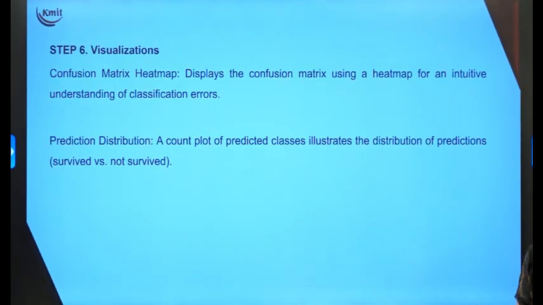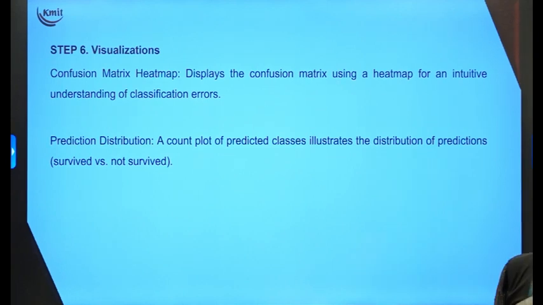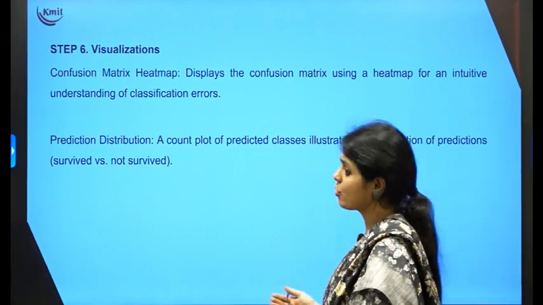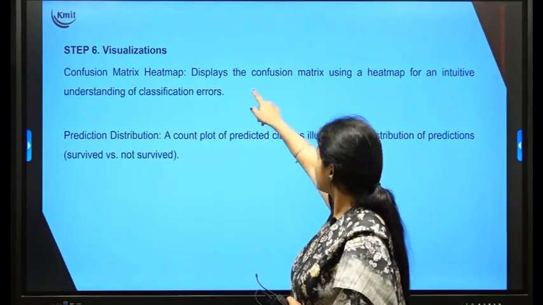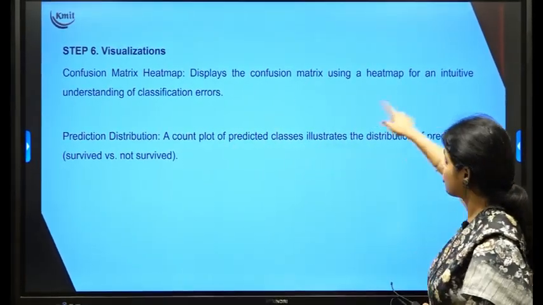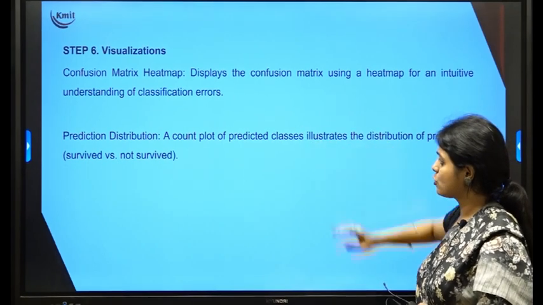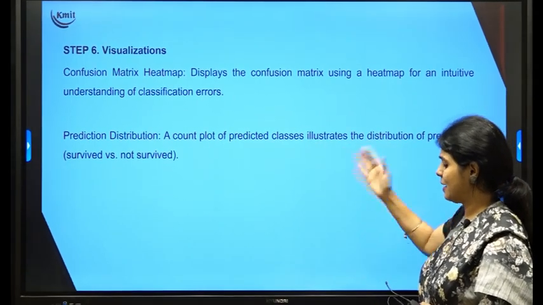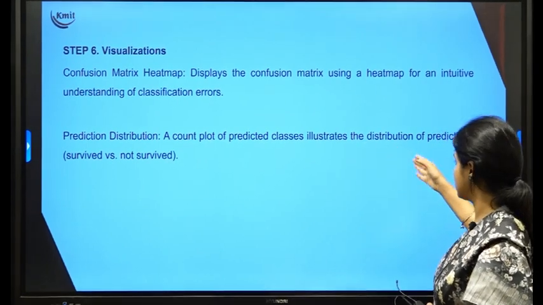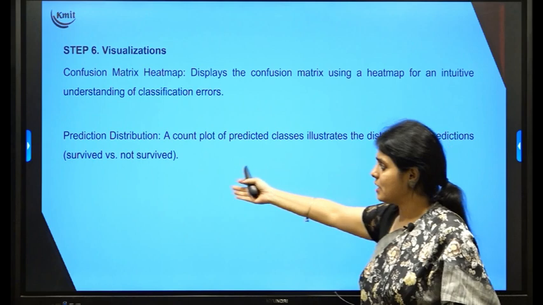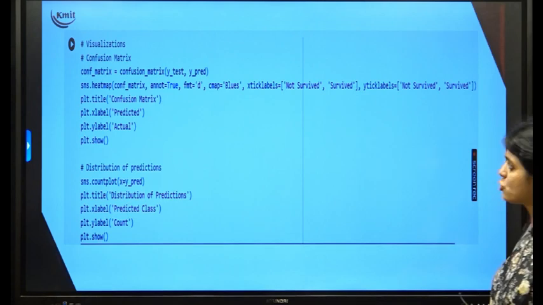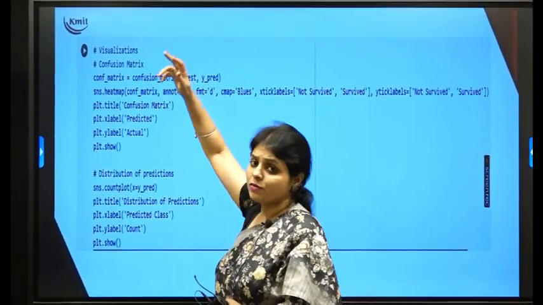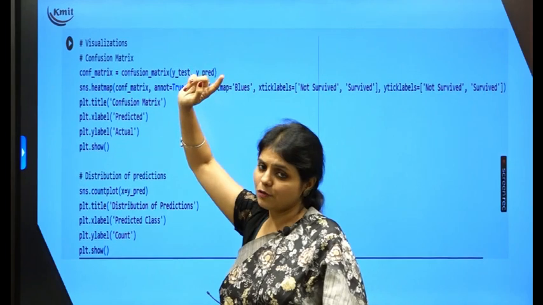Once I am done with the predictions, I just want to go for simple visualizations, okay. So here you can use matplotlib and seaborn. I want to print my entire confusion matrix, so I'm using seaborn here. It displays the confusion matrix using a heat map for an intuitive view of classification errors, and I also want to go for prediction distribution, like a count plot of how many predicted classes are positive or how many are negative. In our case, how many have survived, how many of them did not survive. So simple visualization. We have already imported the function confusion_matrix in the libraries in the first step, okay.